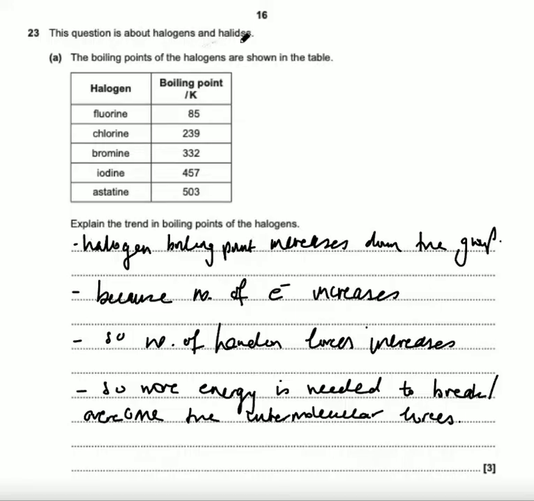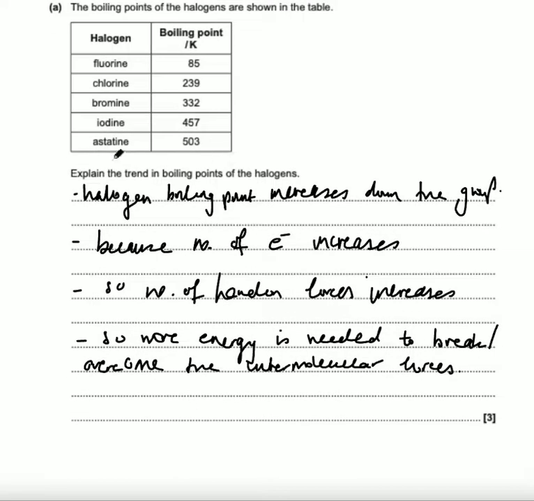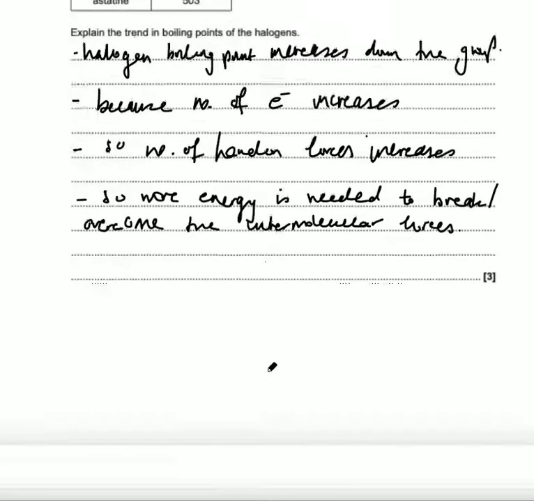This question is about halogens and halides. The boiling points of the halogens are shown in the table. So this is what we have. Explain the trend in boiling points of the halogens. So straight away we can see that the halogen boiling points increase down the group. Now, explain. Because the number of electrons increases down the group, and so the number of London forces increases as well, and so that means there's more energy needed to break or overcome the intermolecular bonds, which are the London forces.